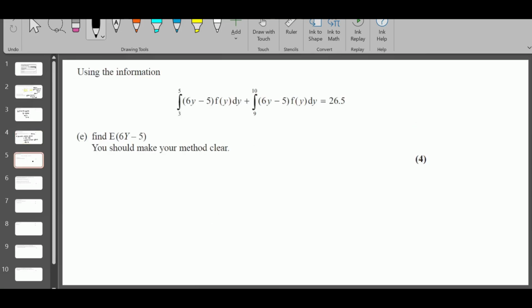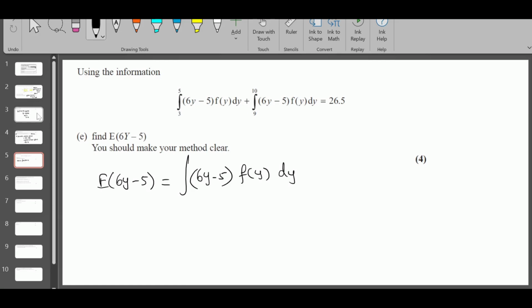Part E now. Using this information, find E of 6y minus 5. To find E of 6y minus 5, we take 6y minus 5 and multiply by f of y and integrate it, right? That's how we find E of x, right? x times f of x dx.